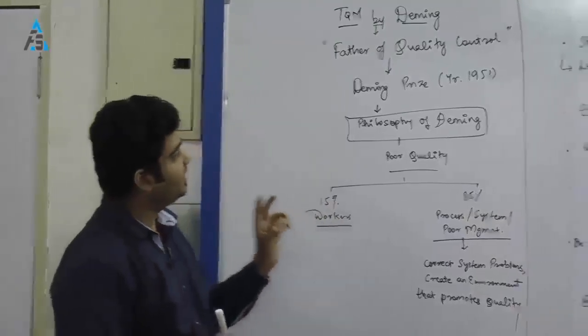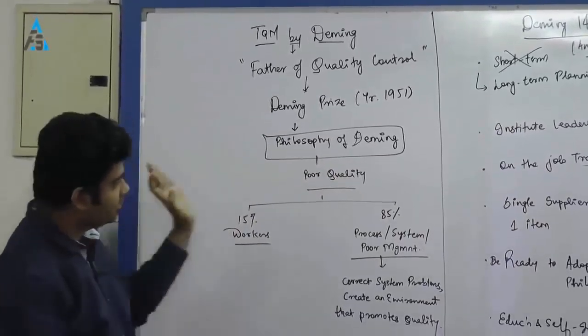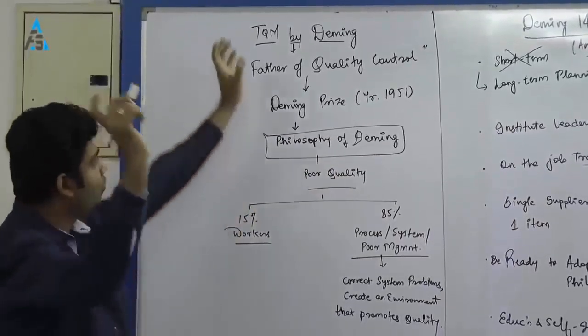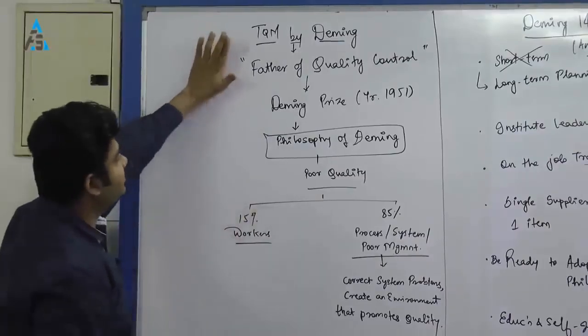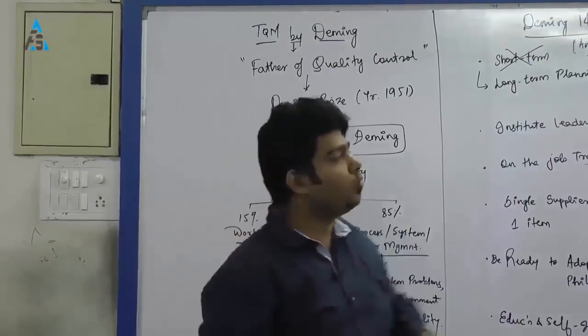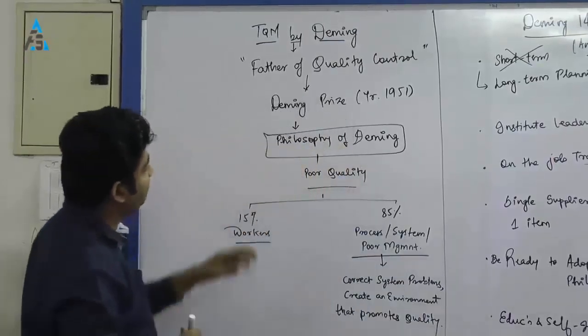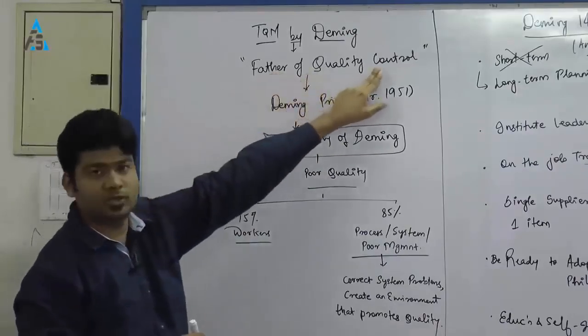Alright, so the next aspect that we have to cover for TQM is what we are going to focus on now, and with that we will be done with the whole of TQM as far as your PM is concerned and as far as your exam orientedness is concerned. So next is TQM by Deming. Deming was a management philosopher. He was considered the father of quality control.